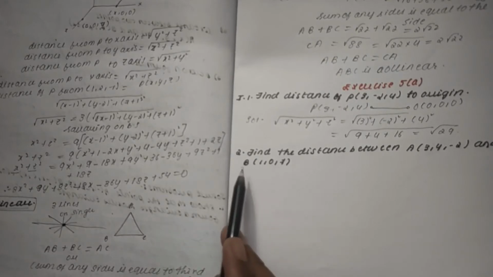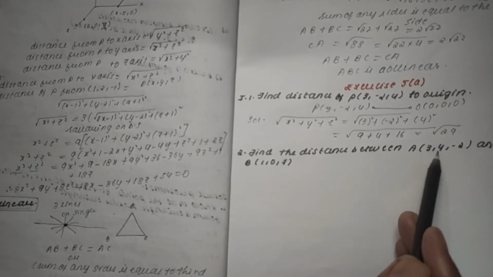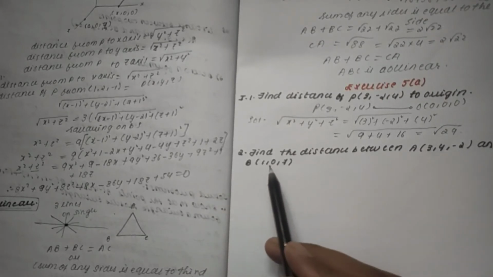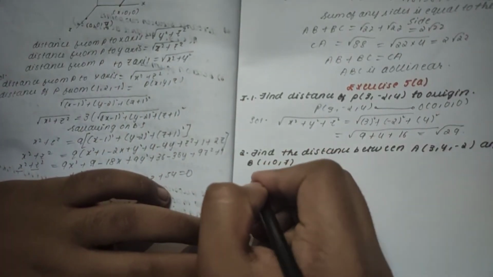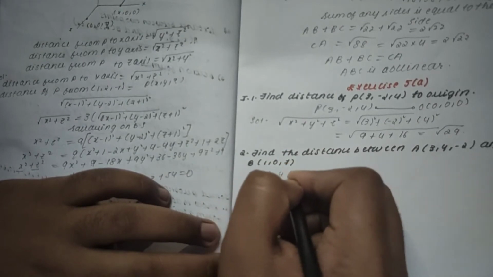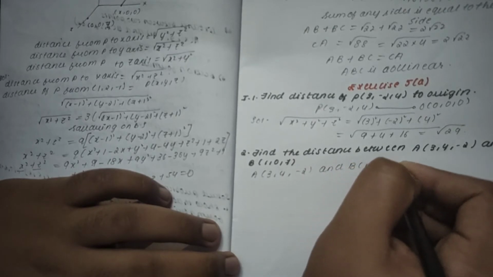I hope you have understood the previous sum. So let's go to the second sum, which is: find the distance between A(3, 4, -2) and B(1, 0, 7). The solving of these problems is very easy if you are familiar with the formulas. Please read the formulas carefully and read them on a daily basis to solve the problems better. So this is A(3, 4, -2) and B(1, 0, 7).